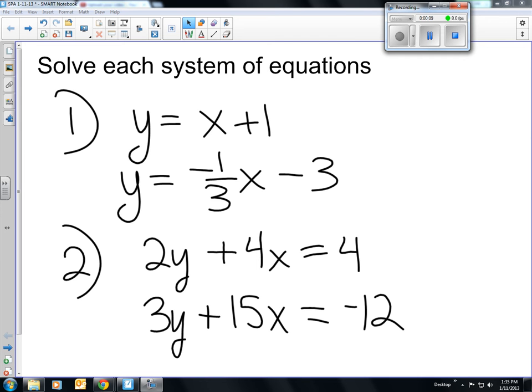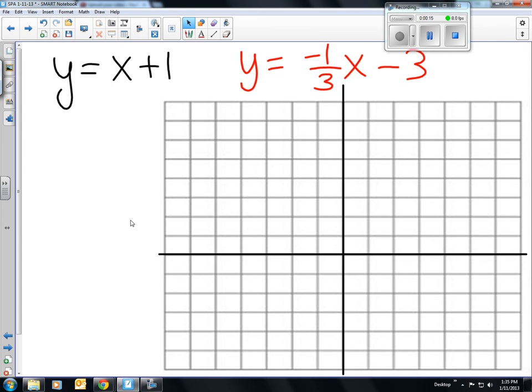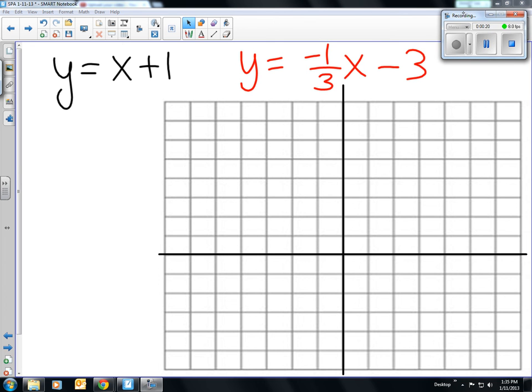Today we're going to be talking about review for solving systems of equations. So here we're given two systems to solve. And let's go ahead and start with the first one. When we looked at systems of equations, we talked about two different methods of solving the systems. We talked about graphing and we talked about substitution.